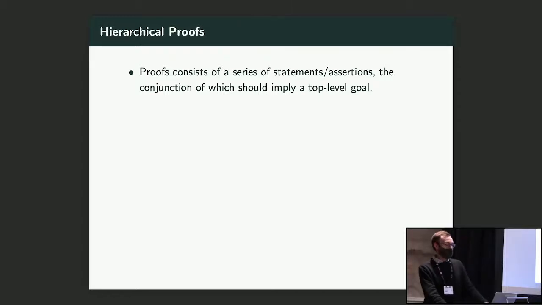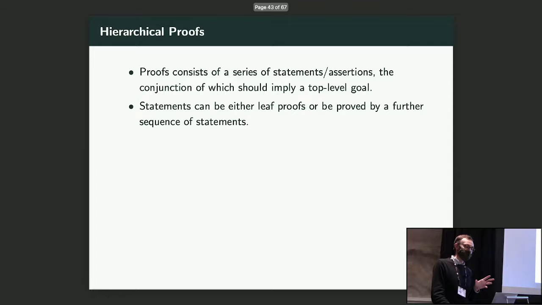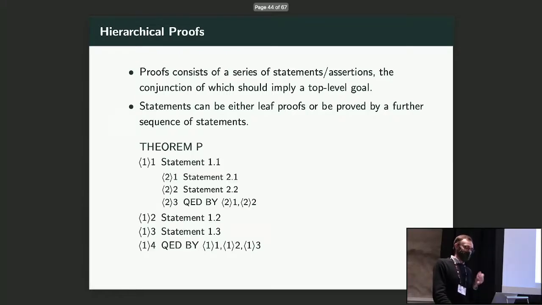So these hierarchical proofs structurally consist of a series of statements or logical assertions, the conjunction of which should imply an overall top-level goal. And each statement of a proof can then be either what's called a leaf proof or consist of a further proof, which is another sequence of proof statements. So as a very basic example, if you're trying to establish a logical assertion P, which is stated here by saying theorem P, it might be the case that statements 1.1, 1.2, and 1.3 taken together are sufficient to logically imply P.